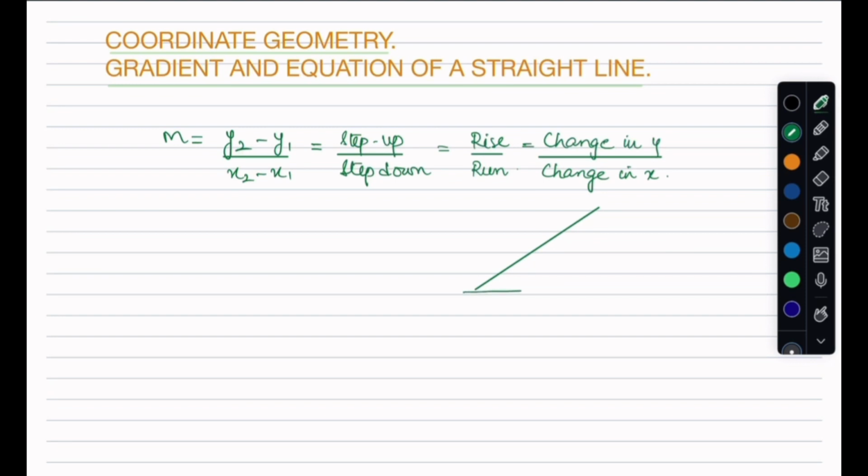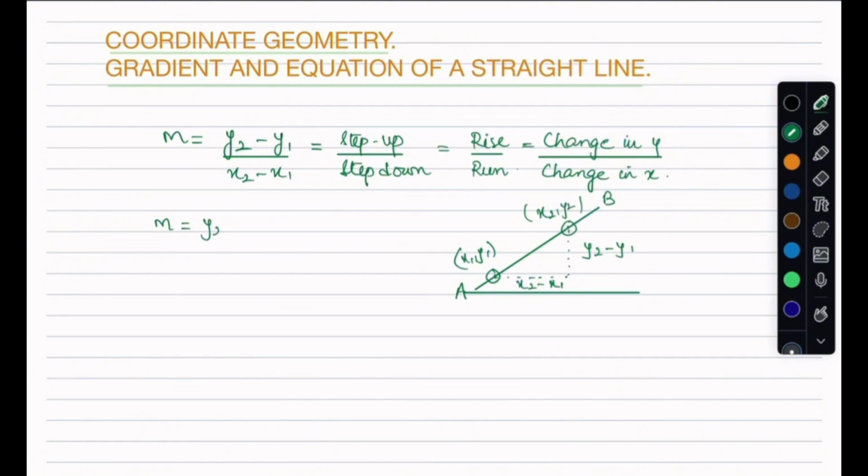Meaning, if I give you a line, let's call it A and B, there are 2 points with respect to the line, and they are x1, y1 and x2, y2. So with respect to these, the gradient is the ratio of y2 minus y1 divided by x2 minus x1. I can also relate it to trigonometry.